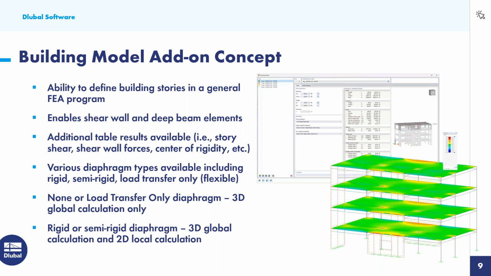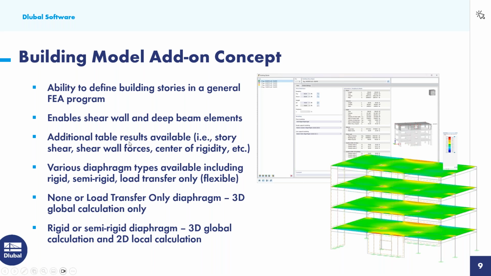So as mentioned, RFEM 6 is a general FEA program. We are not restricted to only building analysis and design. Rather, we can model tanks, silos, fabric tensile structures, maybe an FEA of a steel connection. Really anything is possible. But this building model add-on is releasing these building specific features in this general FEA program, such as the ability to define stories. Now we also have the option, which we'll see in just a minute, to define shear walls and deep beams.